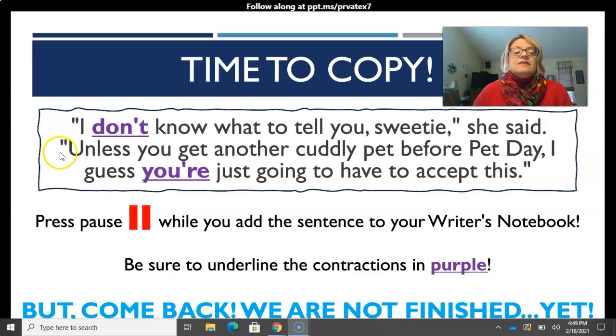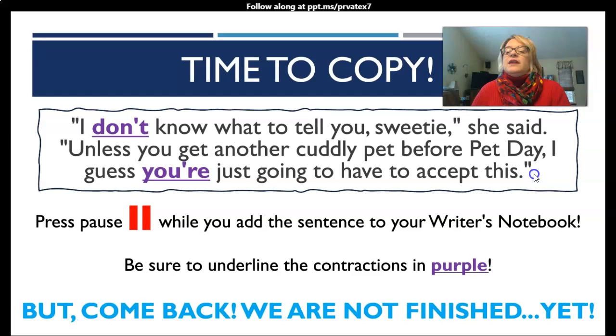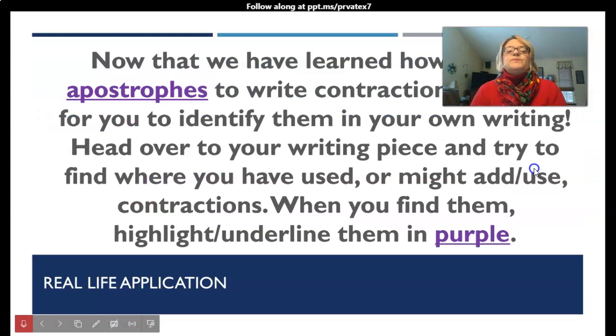Then for your second sentence, we have to start again with our quotation marks because somebody's speaking again. We use a capital letter to start our sentence. We go all the way through and we are using the revised sentence with "cuddly," but you don't have to underline that in green. Okay, "pet before pet day," capital P, capital D. Use your comma and go all the way through to where you see another contraction with an apostrophe. You're going to underline that in purple. And at the very end, you're going to put your period and the quotation marks after the period.